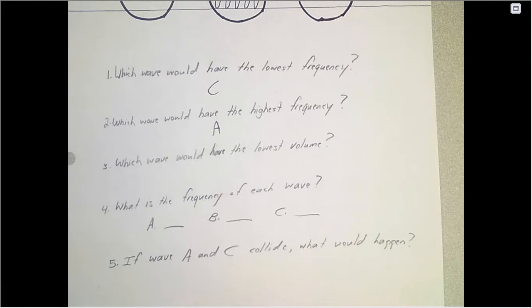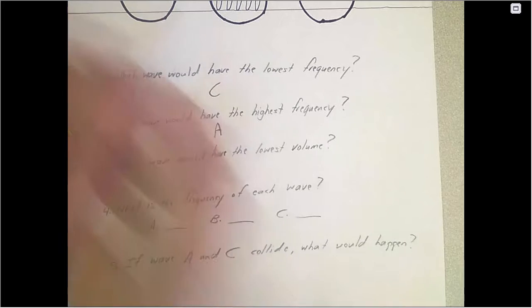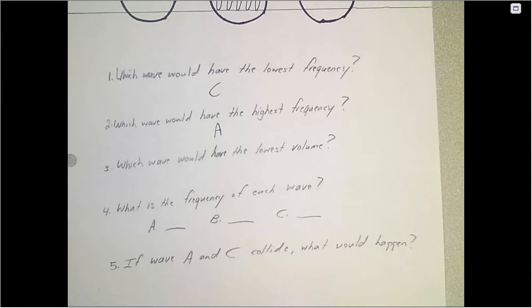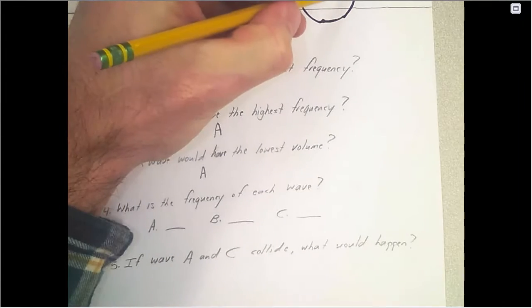Which wave would have the lowest volume or the lowest amplitude or the shortest wave? We're looking at literally between this one and this one, and if I had drawn those a little clearer, it looks like C, but I think that the volume, if we're looking at the lowest volume, it would be between A and C. So I would say maybe A, because they seem to be a little shorter than this.